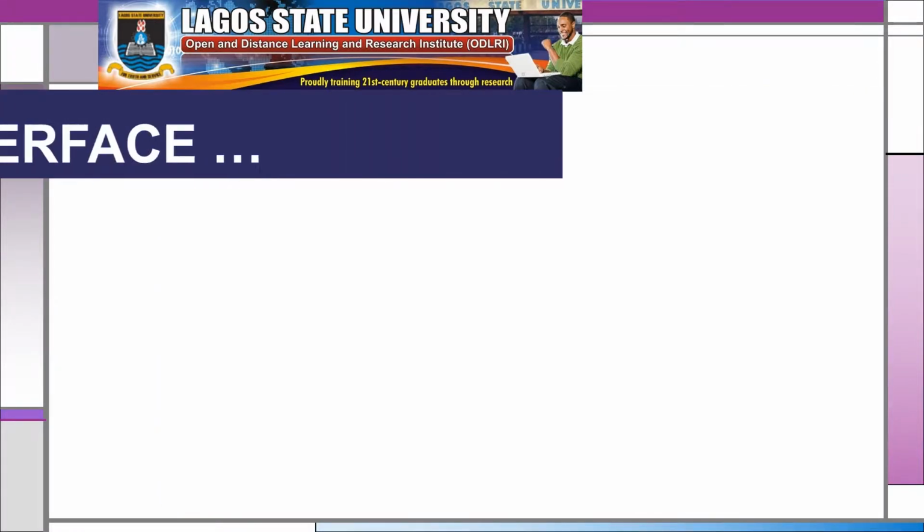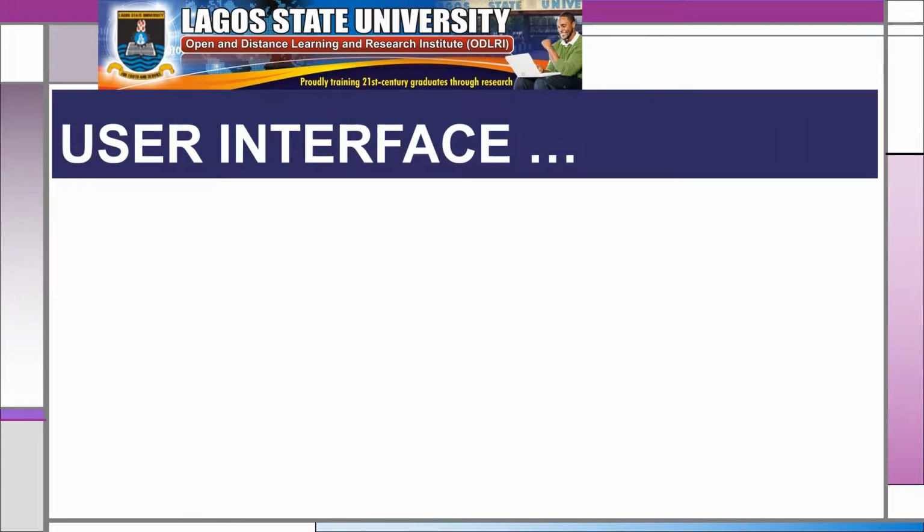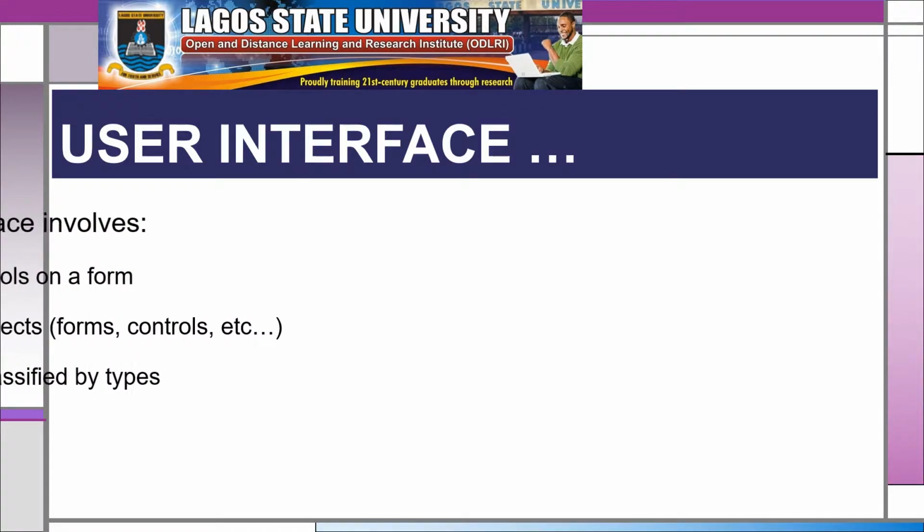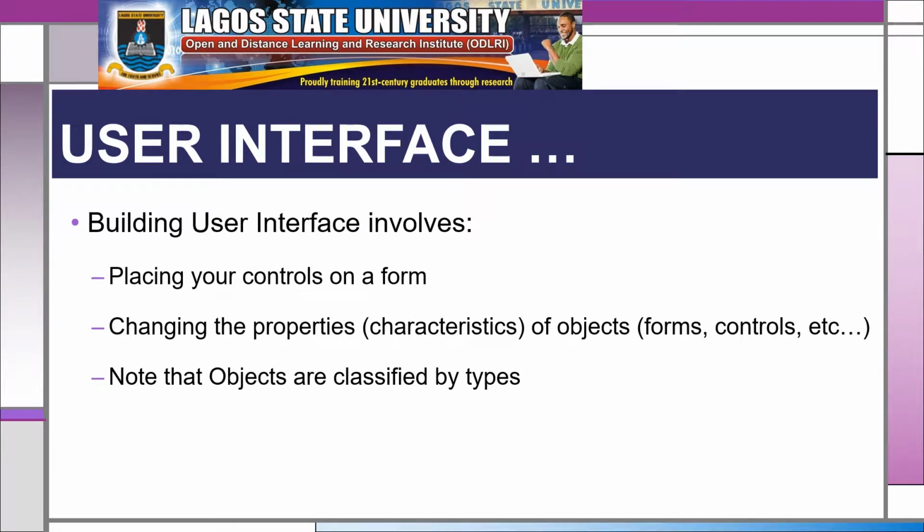In designing our interface, we have to take into cognizance some things. The first of it is placing control on your form. If you go back to the previous video, you recollect that when you are creating your project, a form was automatically created for you. So that form is like the base that every other object you are going to be relating with will be placed on.